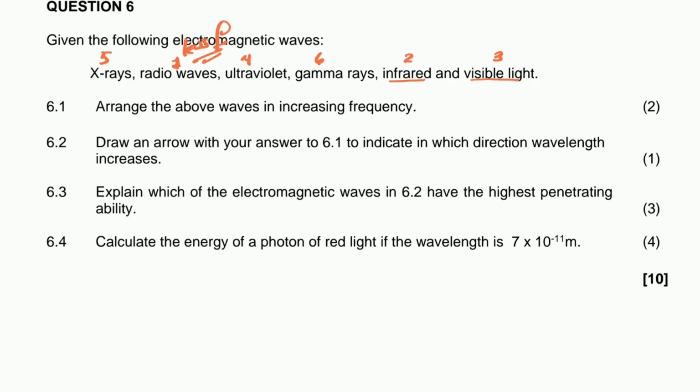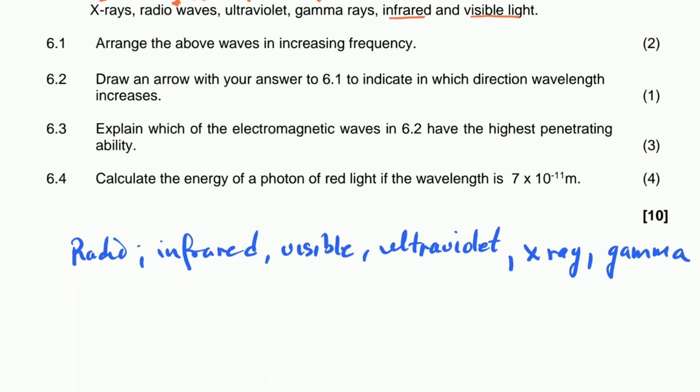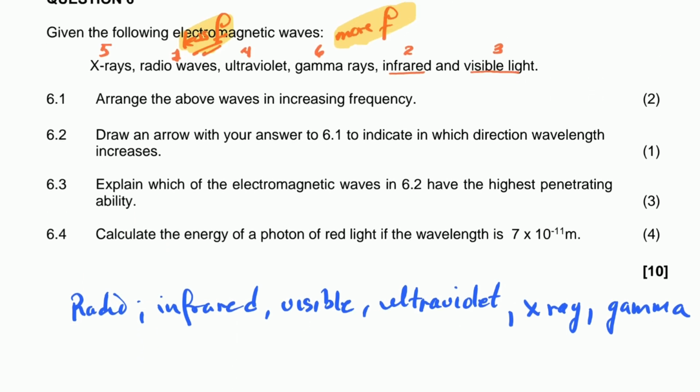I'm going to write it like that. Less frequency. Here has the more frequency, the greatest frequency. Now draw an arrow with your answer to indicate in which direction wavelengths increase. Wavelength will increase in the opposite direction, but let's write the whole list down. Here is the whole list: radio, infrared, visible, ultraviolet, X-ray, and gamma ray, according to the order we gave there.